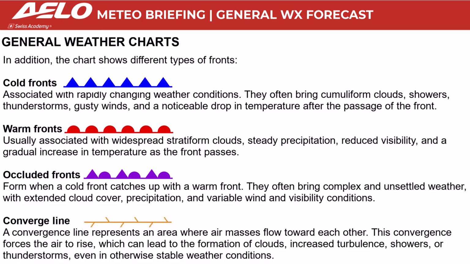Convergence line. A convergence line represents an area where air masses flow toward each other. This convergence forces the air to rise, which can lead to the formation of clouds, increased turbulence, showers, or thunderstorms, even in otherwise stable weather conditions.